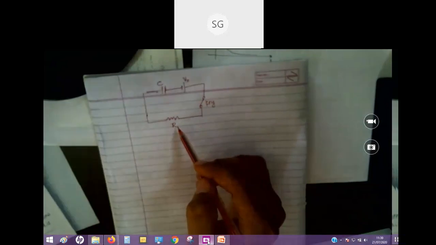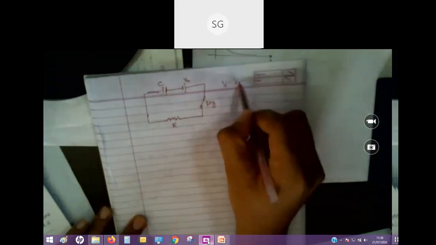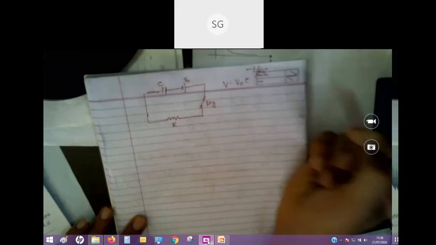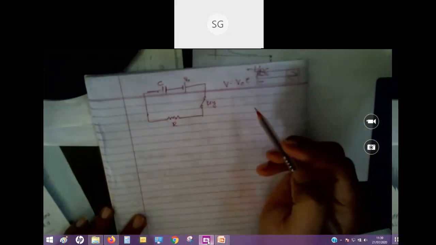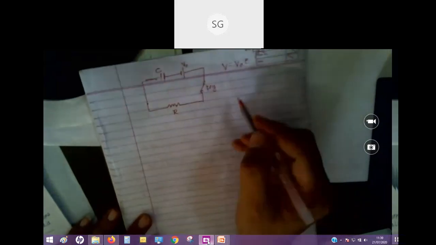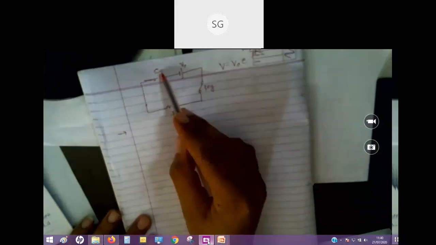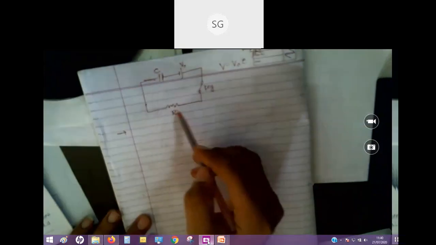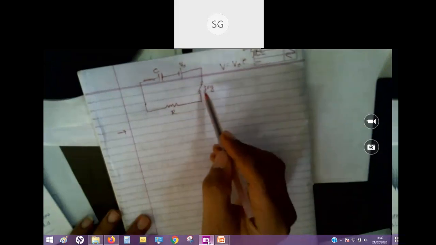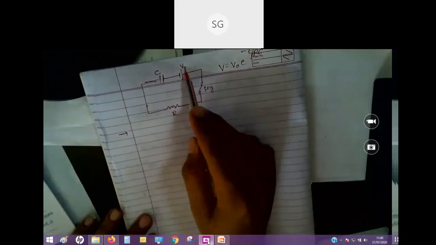Whatever conditions they have given, show that if Q is the coulomb and all those things are given, what we have to show is V is equal to V naught e raised to minus t upon RC. This we have to prove. This capacitor will be getting discharged through this resistance once this key is released. Now please consider this V naught.